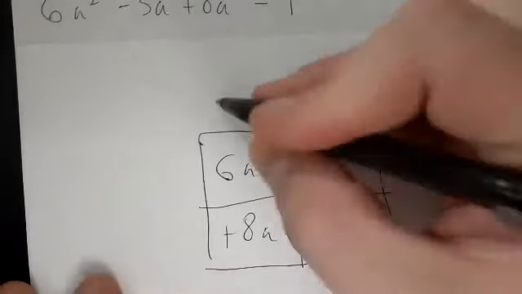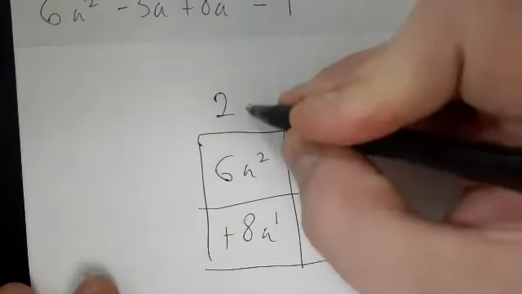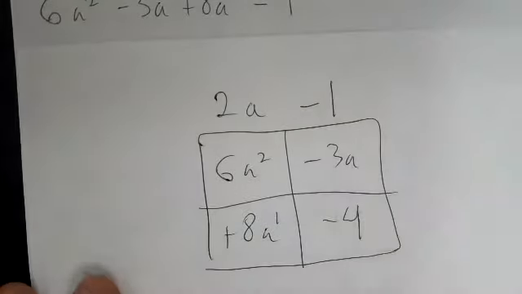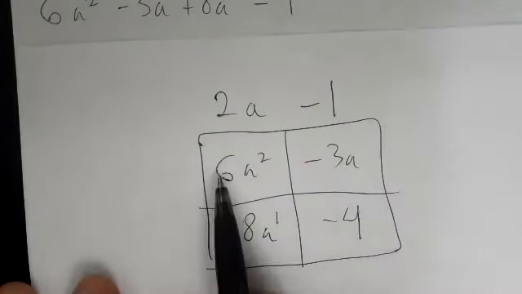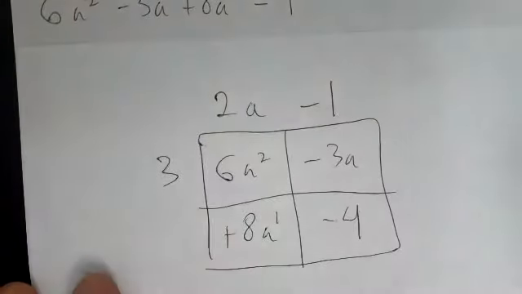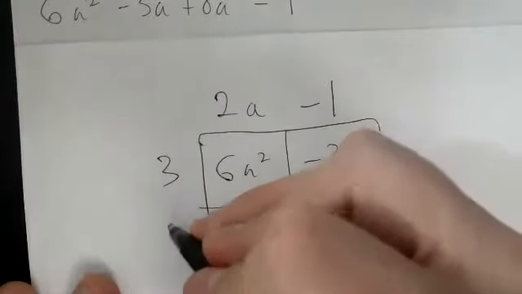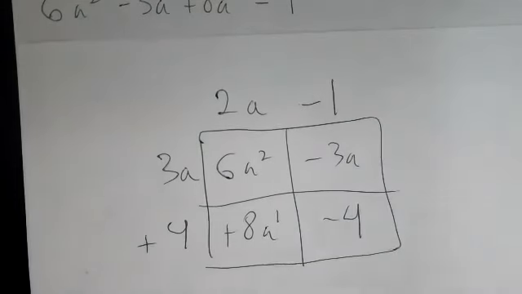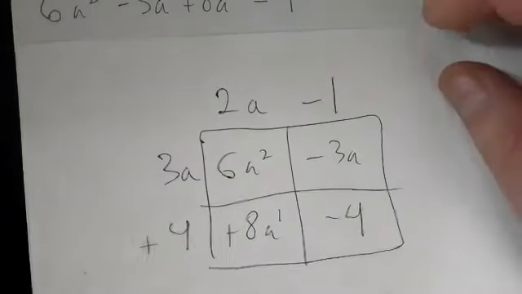Between 6 and 8, I can take out 2. A squared and 1, I can take out an a. Between this one and this one, I can take out a minus 1. Between 6 and 3, I can take out 3. 4, I can take out 4. Ooh, and I forgot my a here, and a plus here. So this thing should factor to 2a minus 1, 3a plus 4.